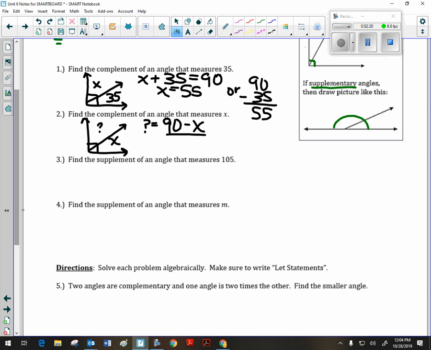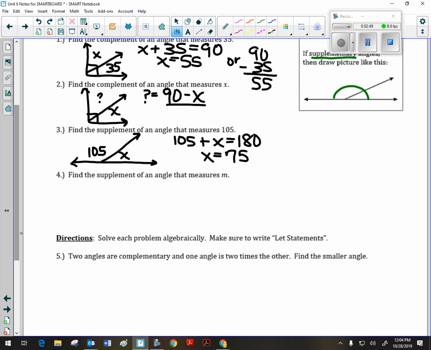For number 3, the supplement of an angle that measures 105. Whenever it says supplementary angles, I want to draw my picture like this. I'm going to put a 105-degree angle here, and I'm going to label the supplement of that angle with an x. What I know, because they're supplements, is that together the 105 plus the x has to add to 180. When I minus 105 from both sides, I find out the missing angle measure is 75. It's what I need to give me the 180 degrees.